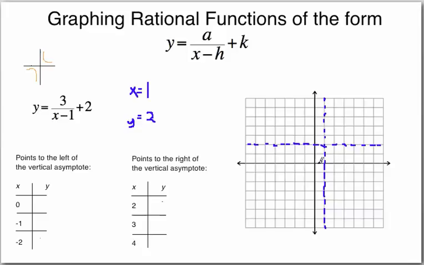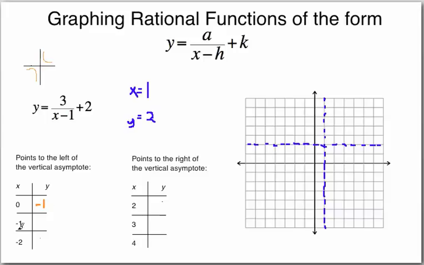We need to pick some points to the left of that for our x. So I picked 0, -1, and -2. Once you pick your points, you just plug them into the equation. If we plug in 0, you'd have 0 minus 1, that's -1. So 3 divided by -1 gives you -3, and -3 plus 2 is -1. So our first point is (0, -1). We know that point's on the graph.